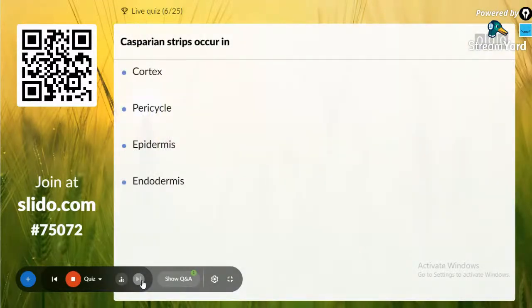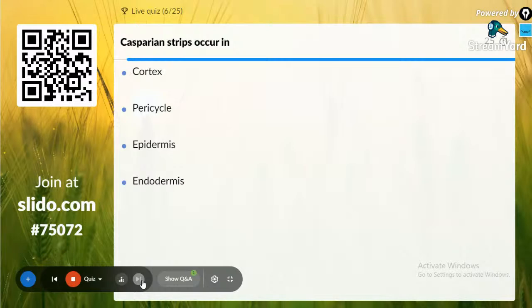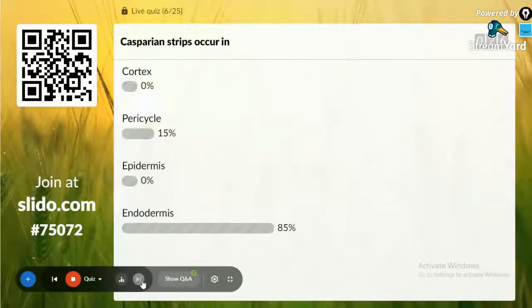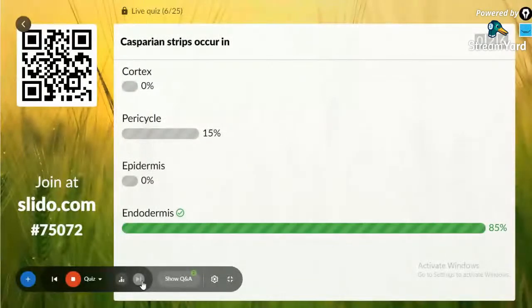Sixth question. Casparian strips occur in option A cortex, B pericycle, C epidermis, and D endodermis. Casparian strips occur in cortex, pericycle, epidermis, and endodermis. Yes, 85% of the students have voted for the correct answer, endodermis.